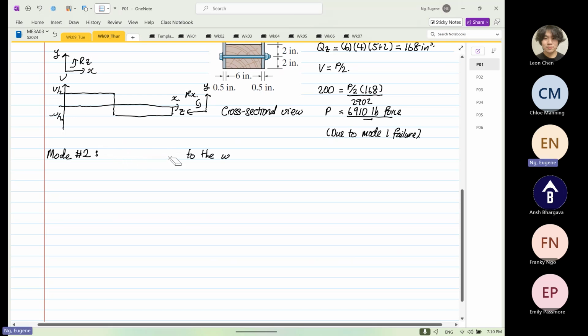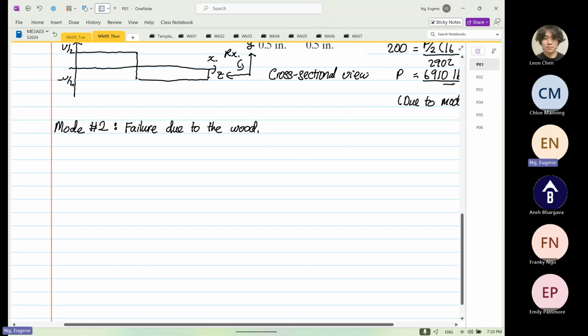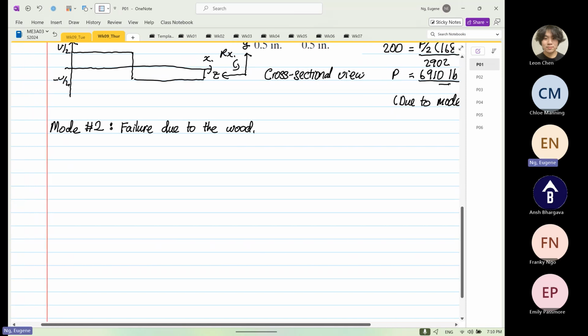Sorry, failure due to the wood. So for this case, we can use the term shear stress, or first of all, we have to determine the location of tau max.